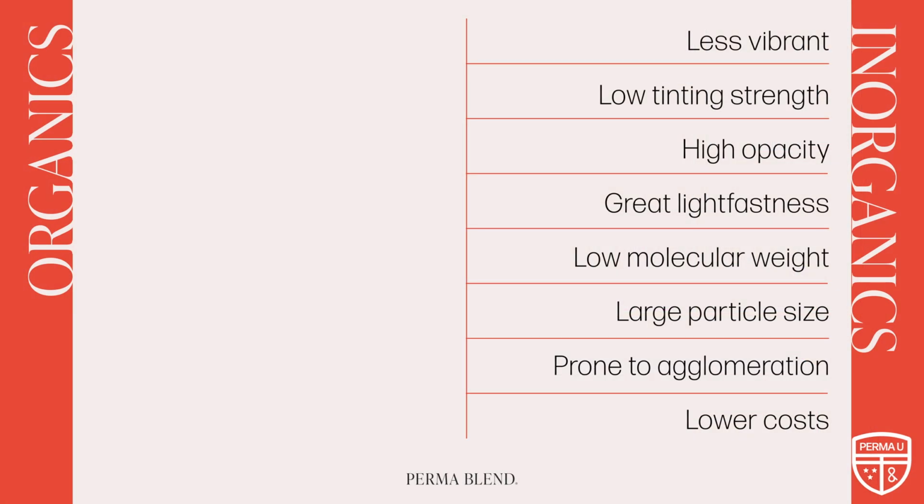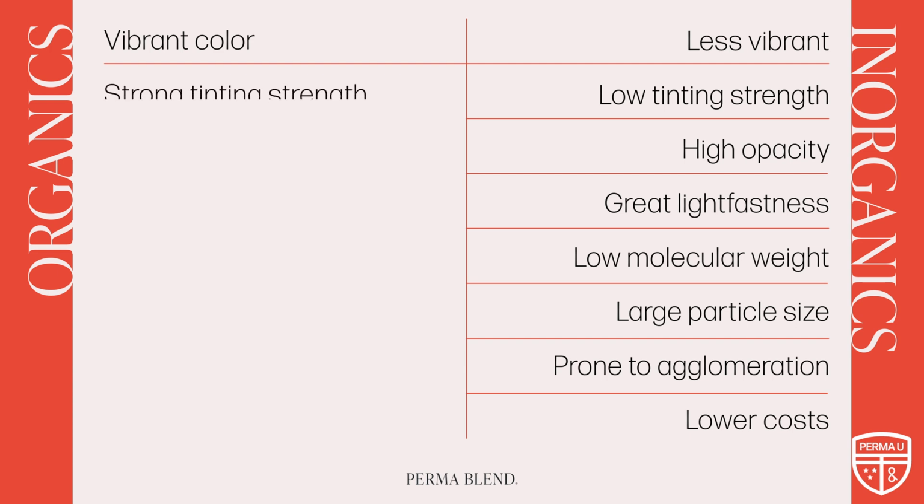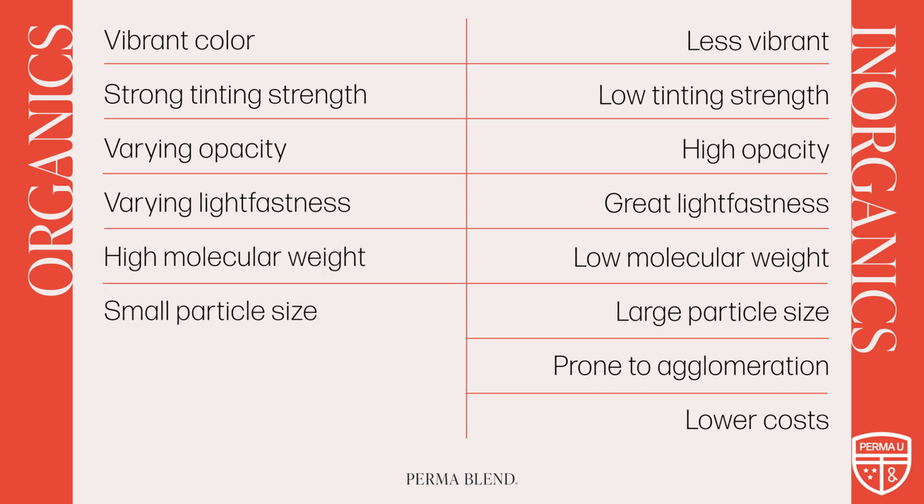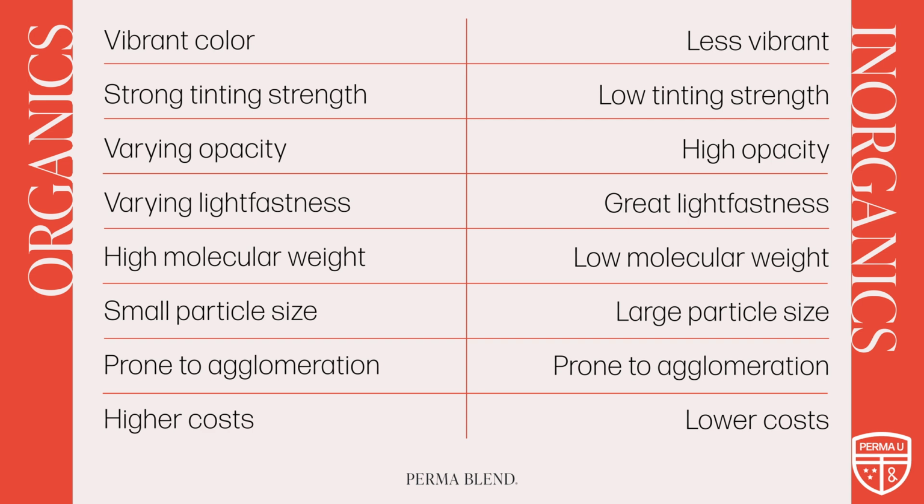Typical characteristics of organics are vibrant color, strong tinting strength, varying opacity, varying light fastness, high molecular weight, small particle size, prone to agglomeration, and higher costs.